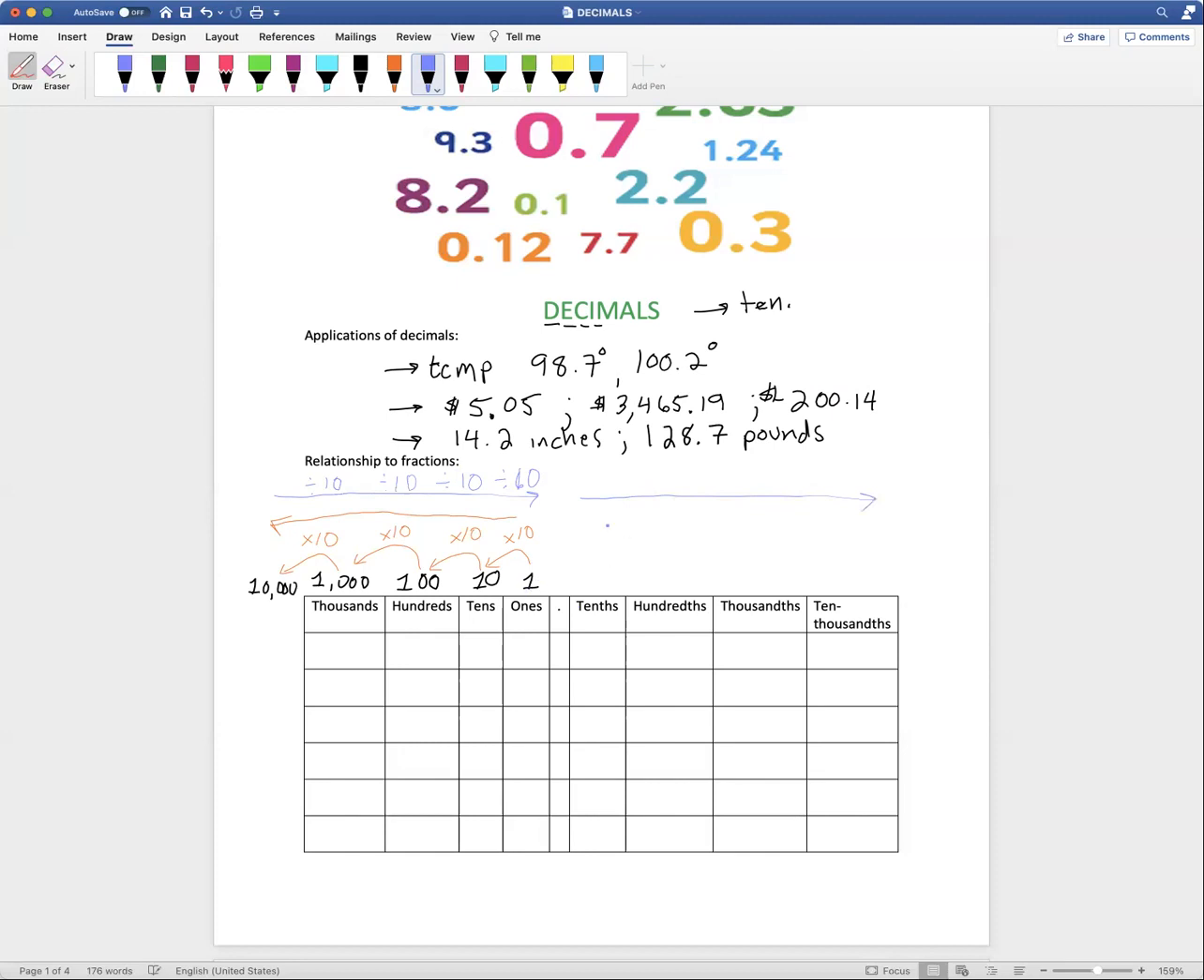So here we're at 1. Now we have to divide that by 10. Well, what is 1 divided by 10? 1 divided by 10 is 1/10. So this first place value to the right of the decimal, we refer to that as tenths.